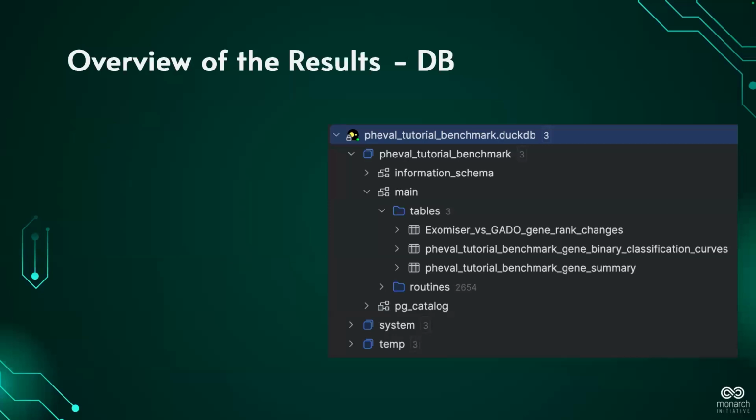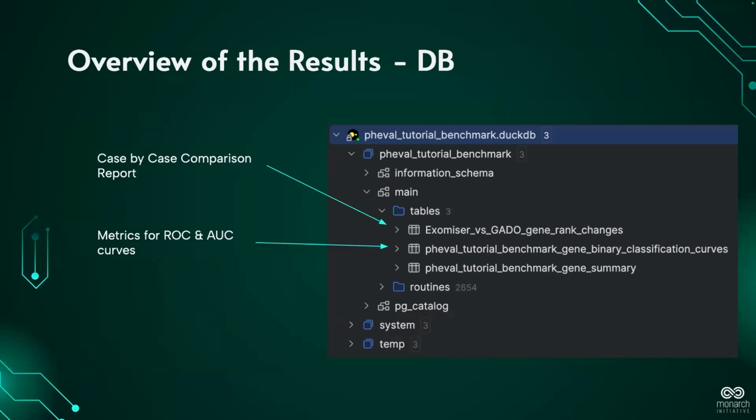When we look at the database, this is just in PyCharm to show you how it would look. We have these 3 tables. The first one, the gene rank changes, is what gives you the case-by-case comparison report. Then this middle table has the metrics for calculating the ROC curves and the precision recall curves. This isn't to interpret, but it's there so that if you need to generate any plots again, you can just pass this DuckDB database in a PhEval command, and it will generate everything again with the benchmarking YAML file. And this final one is the gene summary, which provides you the ranking and binary classification statistics.